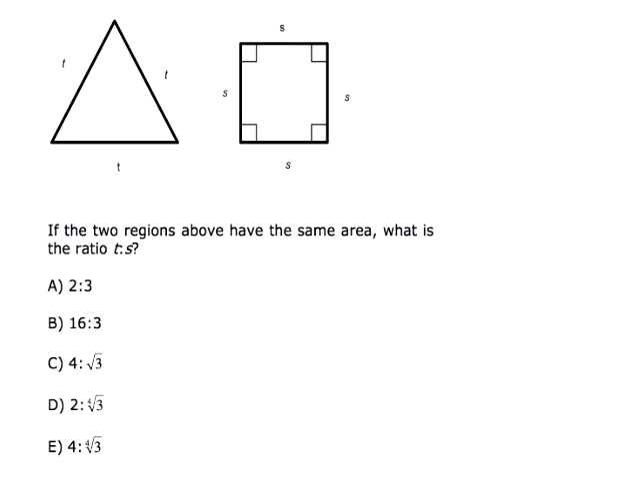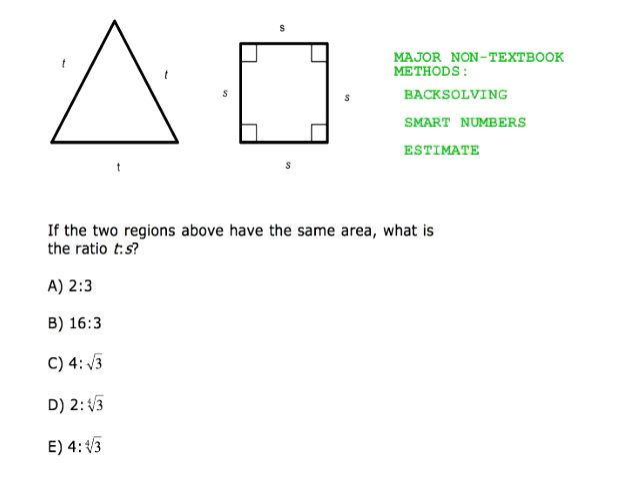Different method. It's one of those major ones that we listed before. I mean, remember, here's our major non-textbook methods list that we made before. I mean, we got back solving, we got plug in our own numbers, which is smart numbers. We got estimate. I mean, we already did 2 of these things, right? We already did smart numbers, was the thing we did last time. And we already did estimating. What can we try? Well, let's try back solving.